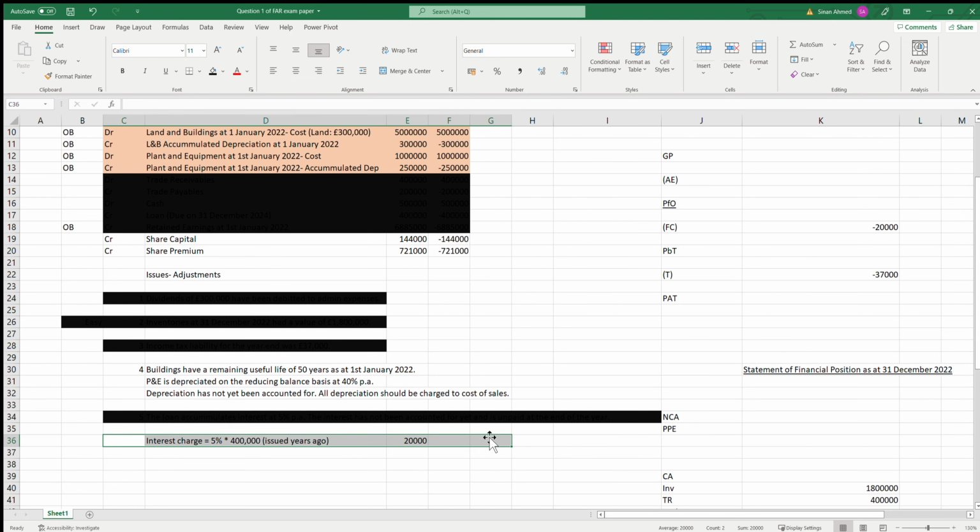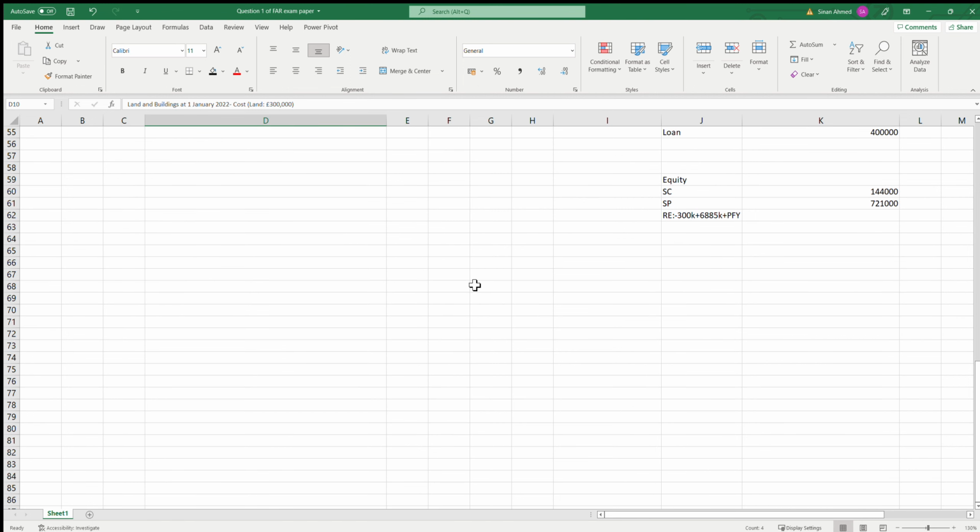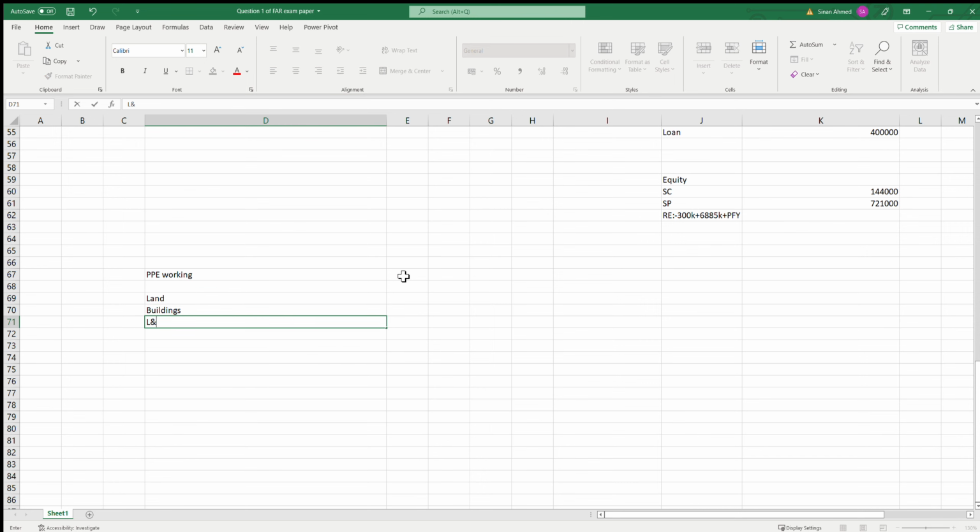So I'm showing the ones I've dealt with now. I wouldn't do this in the exam, but I'm just trying to show you that I've dealt with all the figures. We can also black these out as well. So now what we're left with is the land, buildings, plant and equipment, etc. Okay. Now PPE, we need to make a working. We're going to have land and buildings, P&E.